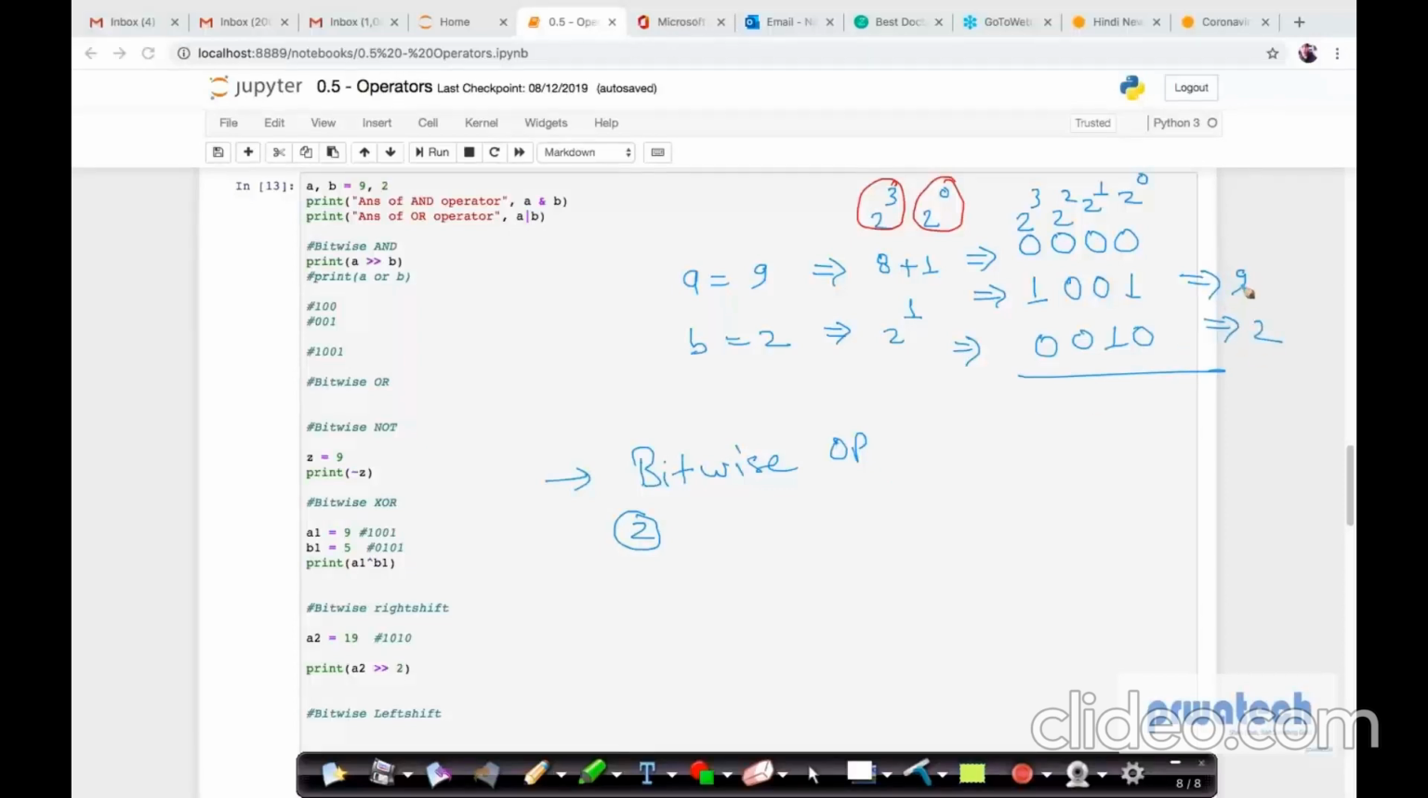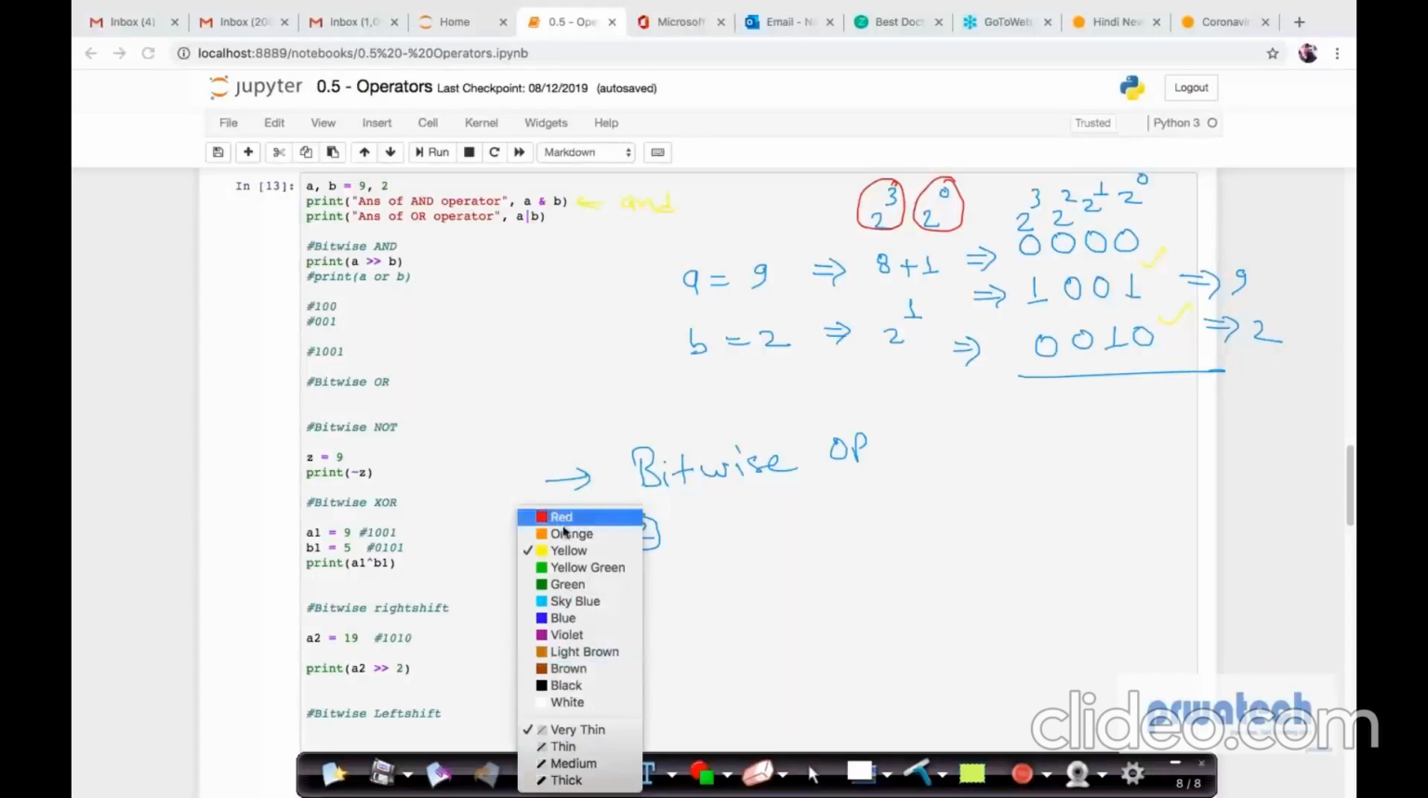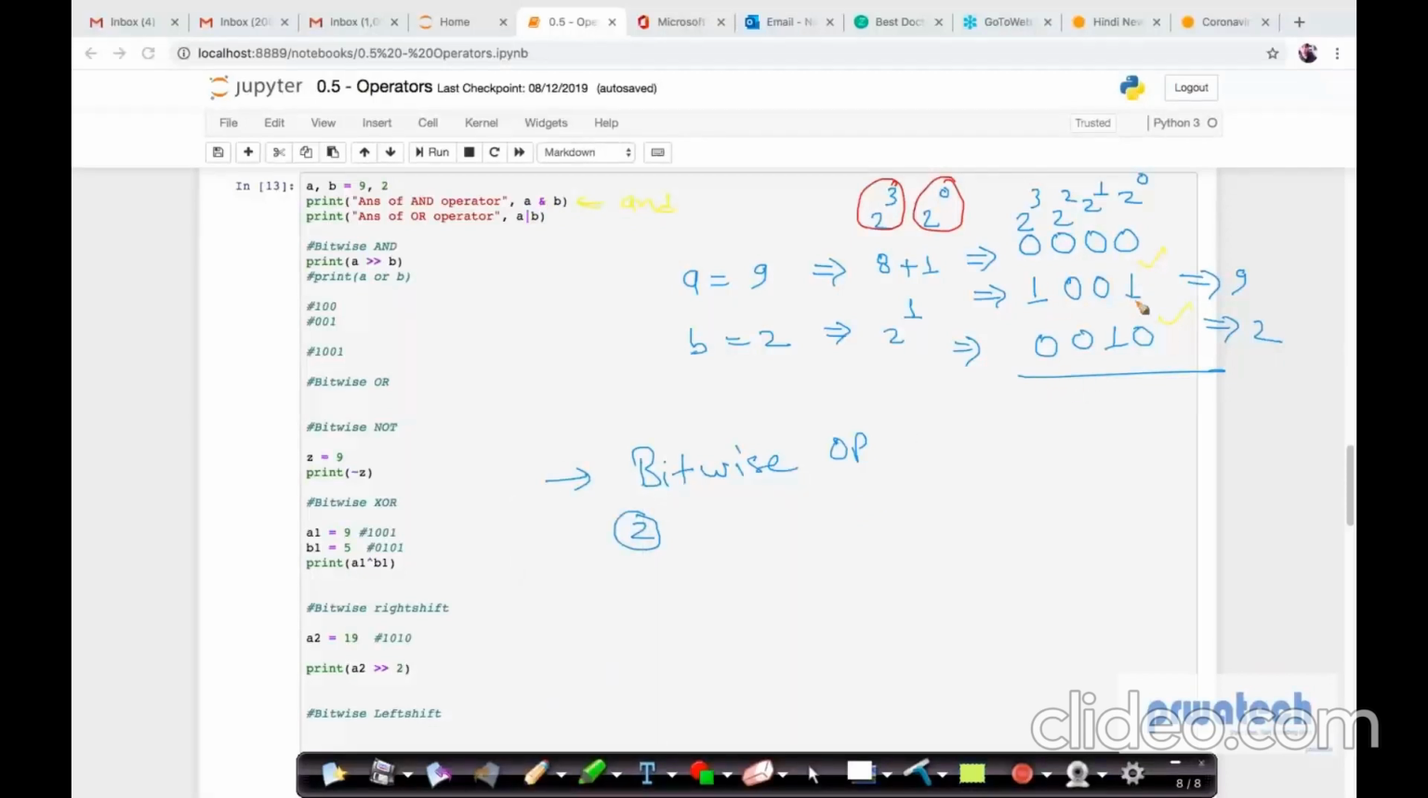Now I need to perform the operation not in this, I need to perform my operation in this. And which operation? First I'm performing the AND operation. So in the AND operation, 1 and 0. I said 1 is true, 0 is false.